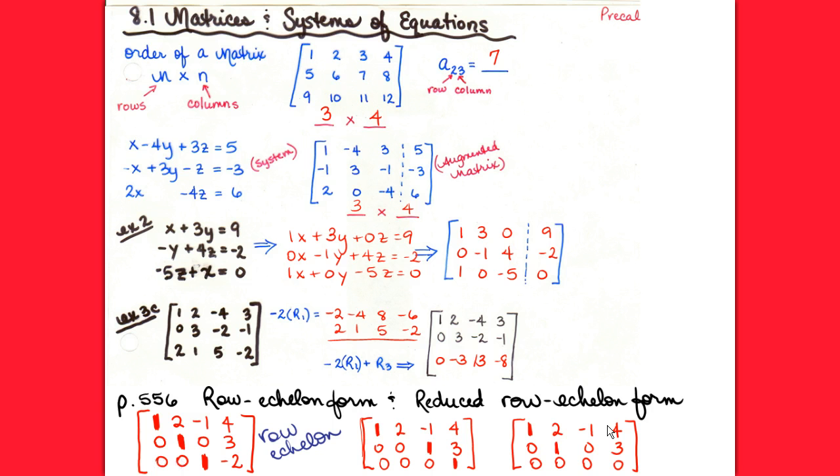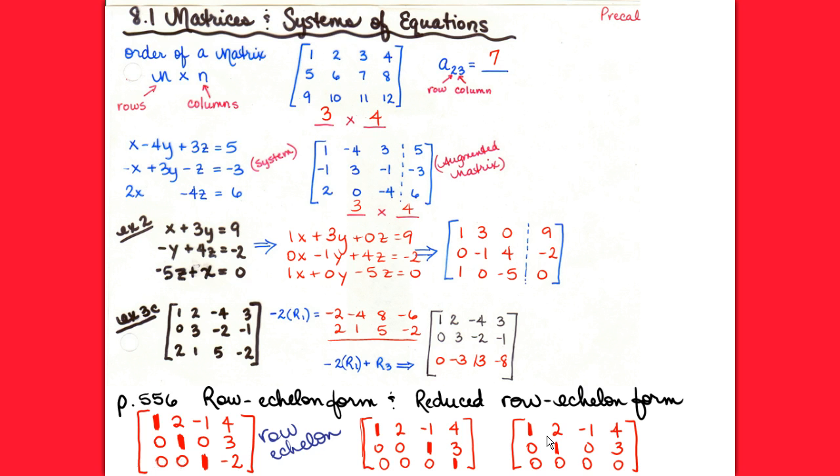Number 2, for each row that does not consist entirely of zeros, the first non-zero entry is 1, and we call that a leading one. So if we look at this one, the first number that's not a 0 is 1. There's my leading 1. The first number that's not a 0 is 1. There's my leading 1. Same thing here, here, and here, and same thing here and here. So all those ones that are kind of in bold, those are my leading ones.